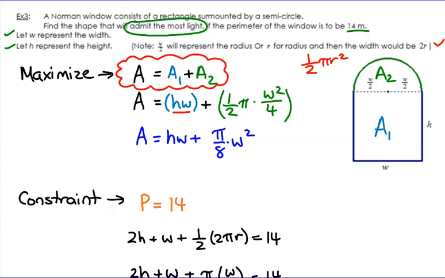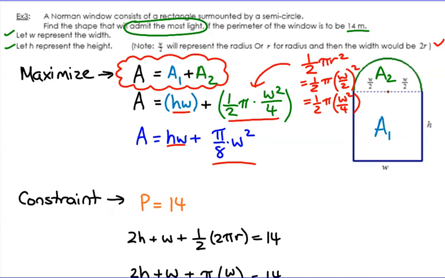Okay, so going back to my half pi r squared. That's going to be the area for half of the circle. And so 1/2 pi r squared, with r being W over 2 squared, is 1/2 pi W squared over 4. And that's what you see right here. Okay, so that's going to be your A2. Adding those together gives you your total. And so I just simplified the 1/2 pi W squared over 4, and that gave me this. And I still have the HW.